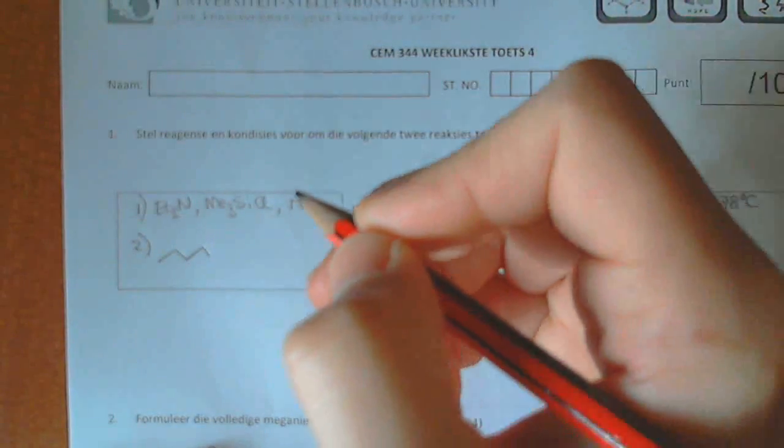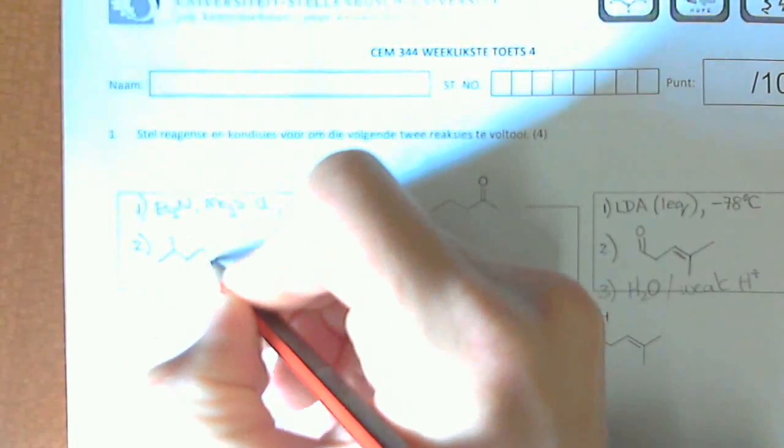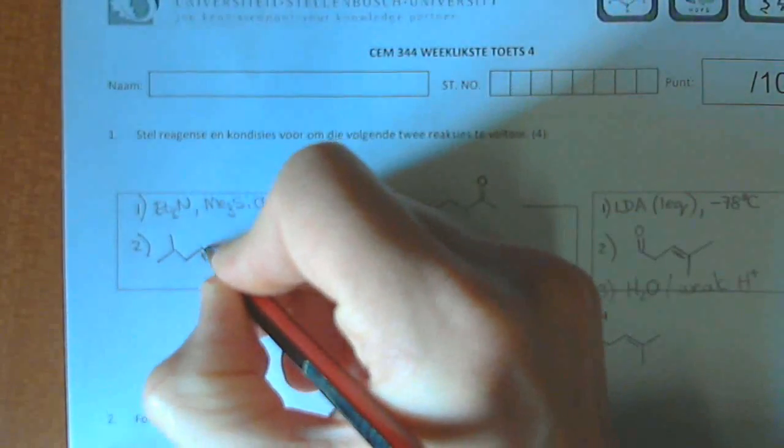Am I getting this right? 1, 2, 3, 4. 1, 2, 3, 4, 5. Whoops. Done something wrong there.